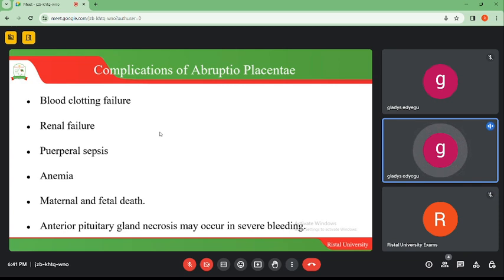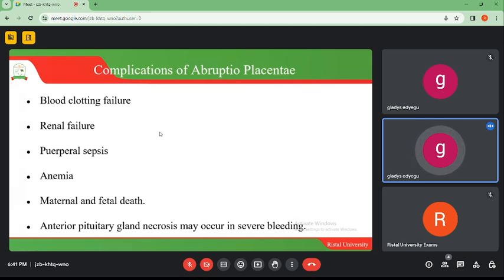And then maternal and fetal death occurs in both, because we know that when we lose a lot of blood and it is not replaced very fast, or no intervention is done immediately, there is loss of life for both the baby and the mother. Then anterior pituitary gland necrosis may occur in severe bleeding, and this can occur in the mother.